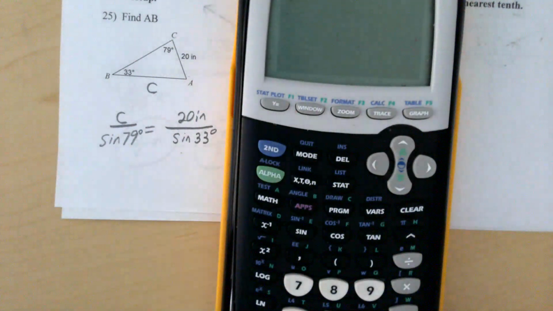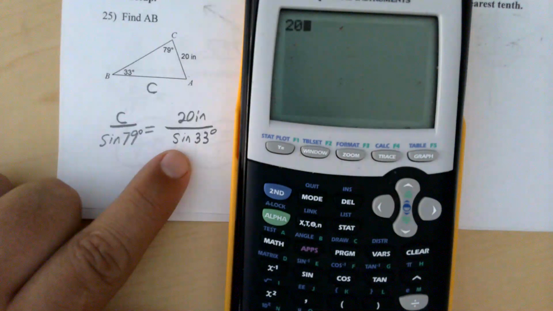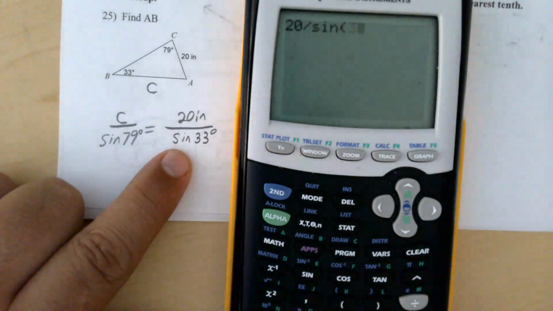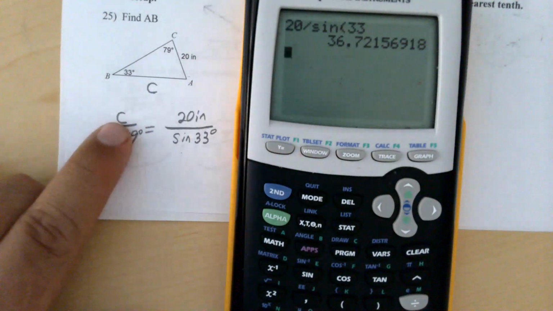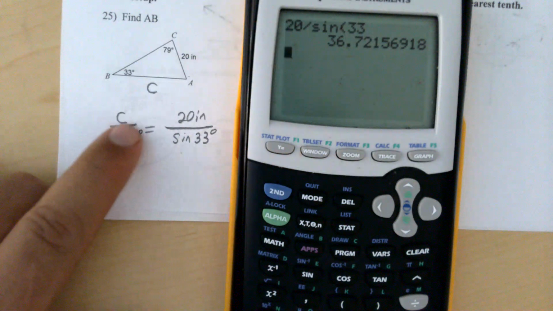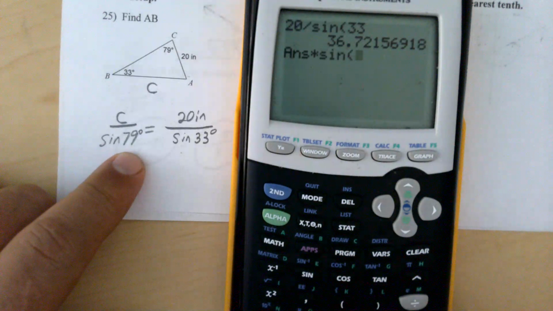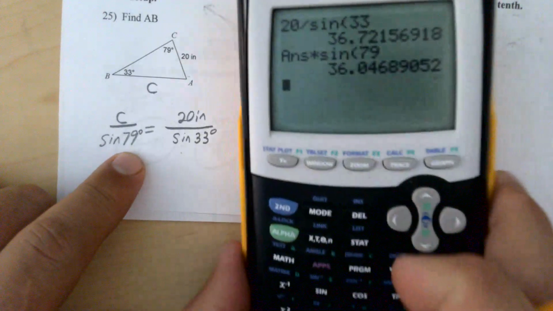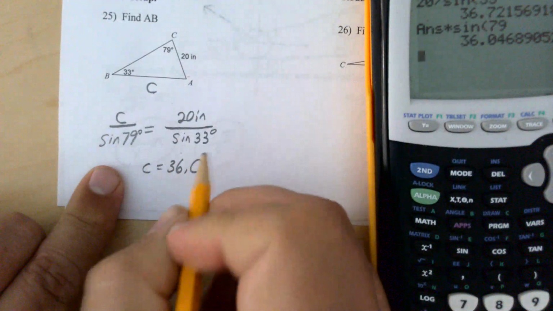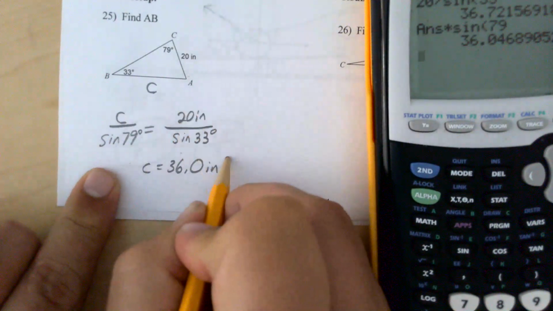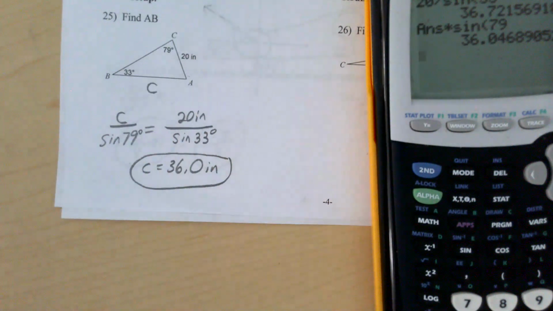And to solve this, all I need to do is type in the right side. So 20 divided by the sine of 33 degrees. Just hit enter. And then all I need to do is multiply. I want this C, so to undo division, I multiply by the sine of 79 degrees, and I get about 36. So C is 36. I'll even put 0.0, and it's inches. And we're done. That's the only side I'm asking for. That's all you needed to be able to do.